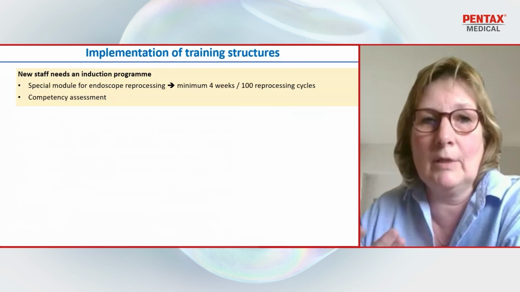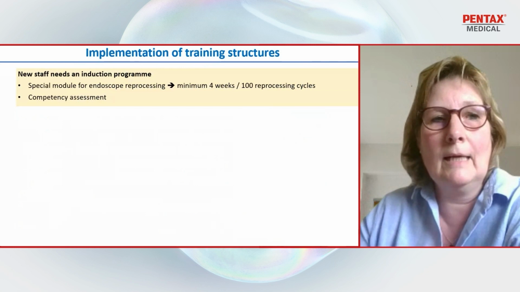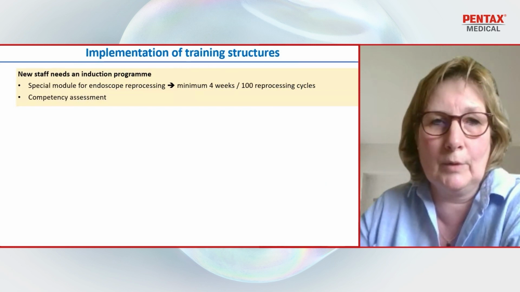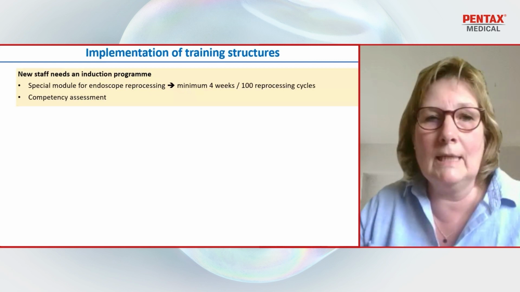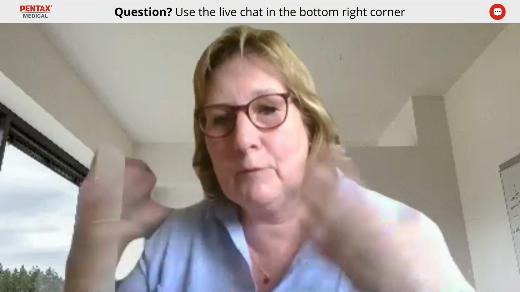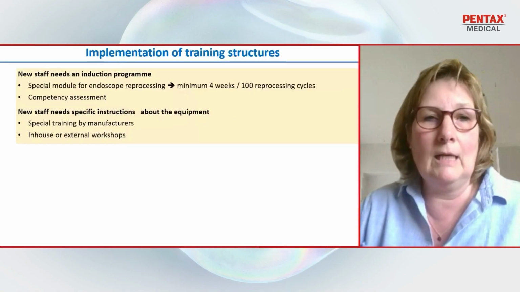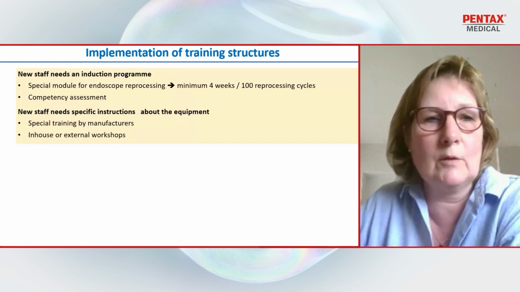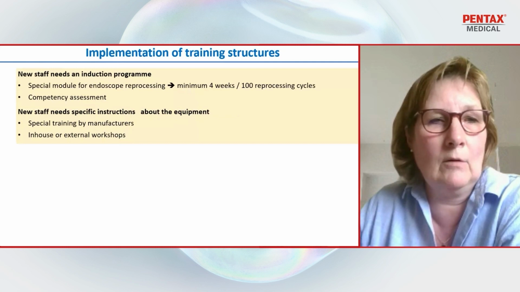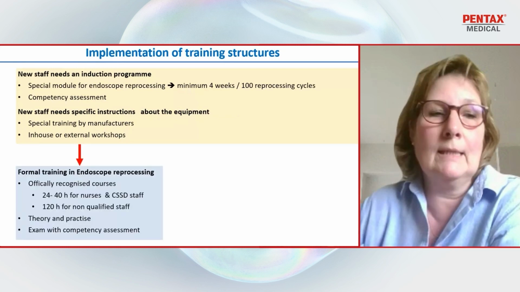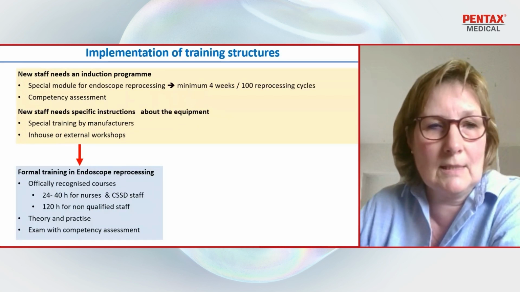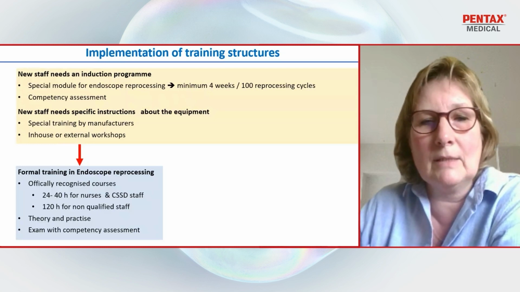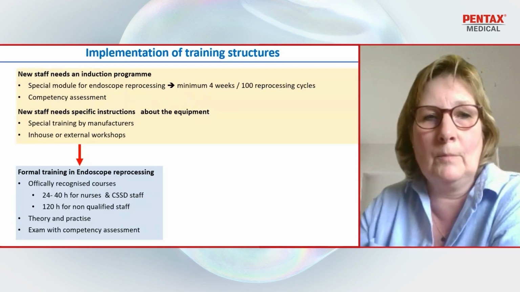So how can we implement these training structures? New staff need an induction program. And this has to include also a special module for endoscope reprocessing with a minimum of, let's say, 4 weeks, around 100 reprocessing cycles they have to do under supervision when they start this training, and then they have a competency assessment. The new staff also need instructions about the equipment available in the endoscopy unit and in the CSSD department. This special training is offered also by manufacturers, and it can be in-house training or external workshops. But then really a formal training is needed. And again, it's 3 to 5 days for nurses and CSSD staff, and around 3 weeks for non-qualified staff. And it's a combination of theory and practice with a final exam and a competency assessment.